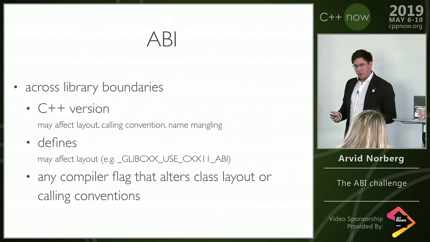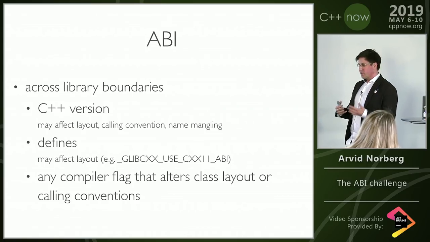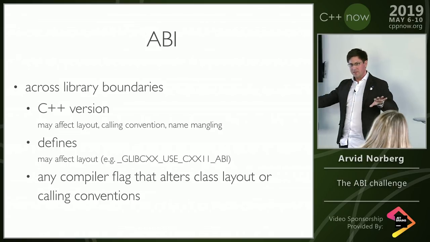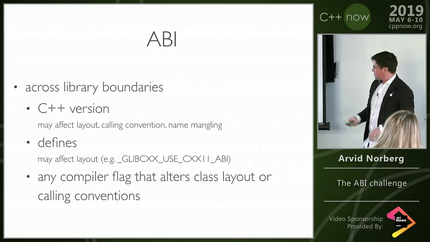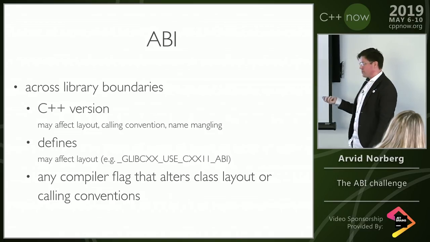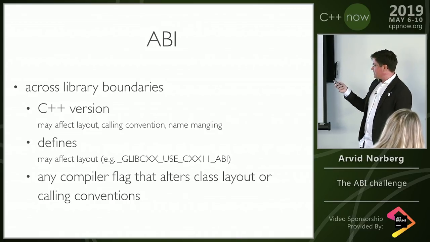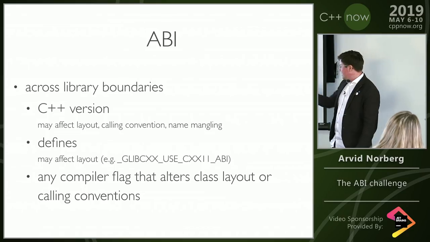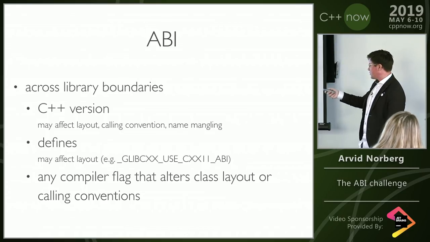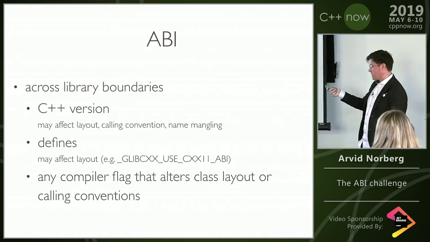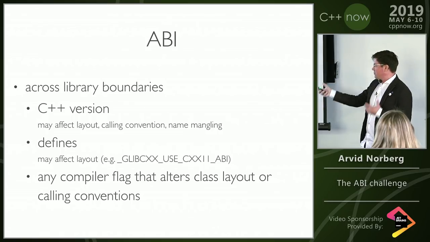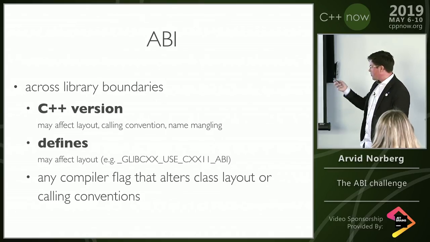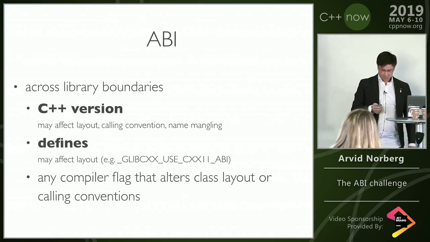This is primarily a problem when you're linking shared libraries together, because shared libraries are built far apart by different people. So if you build with different C++ versions, for instance, or if you build with different defines, this _GLIBCXX_USE_CXX11_ABI is the thing that affects the layout of std::string, for instance. So that has to match on both sides of the shared object. So I'm mostly going to cover these.